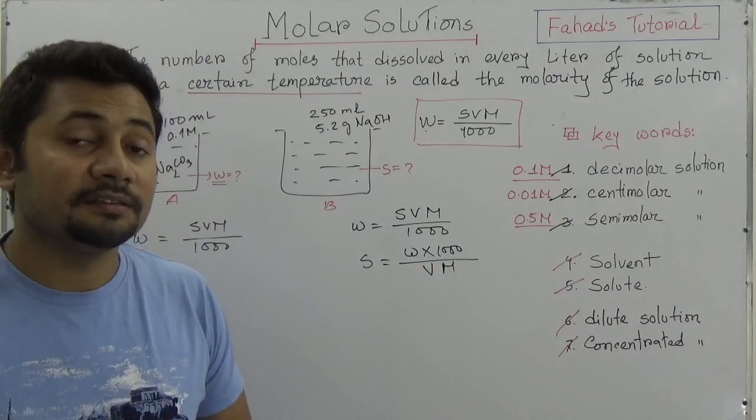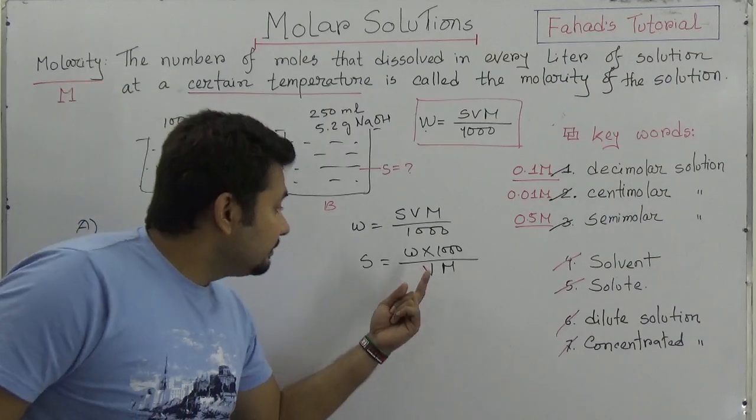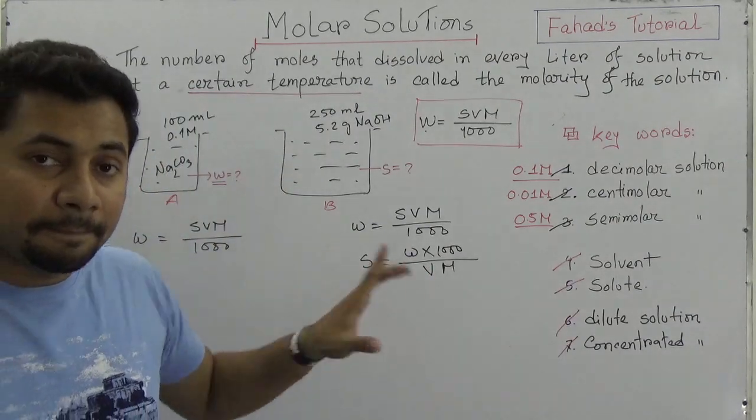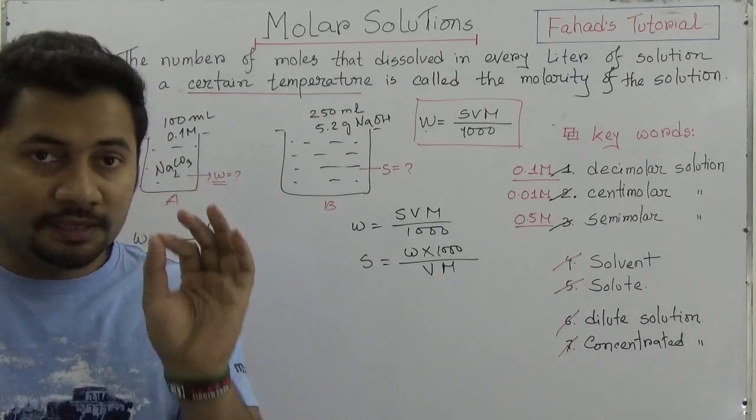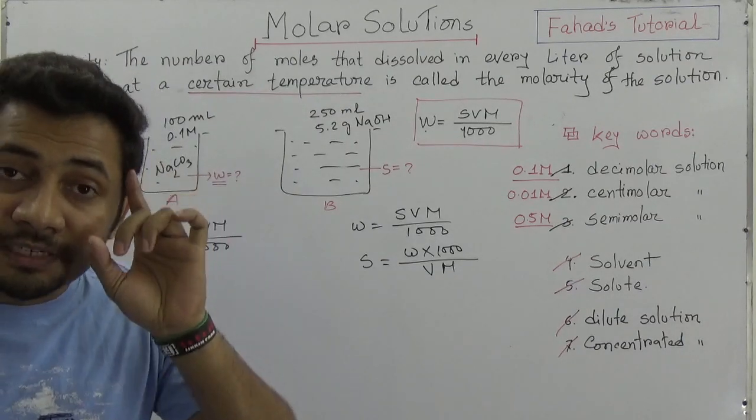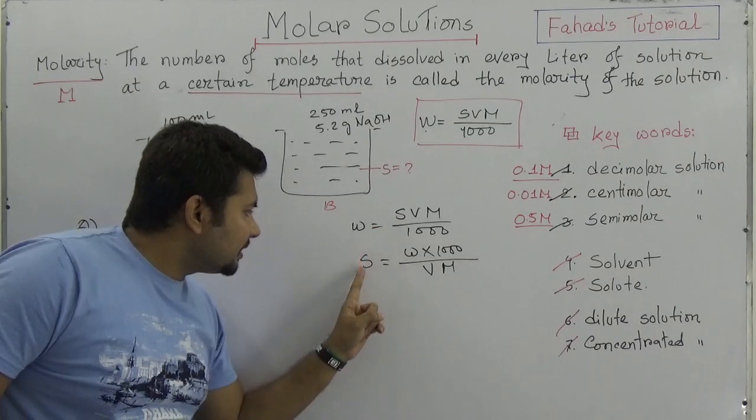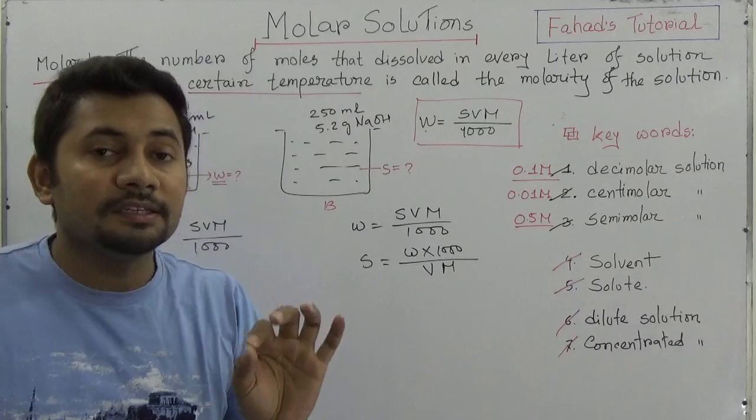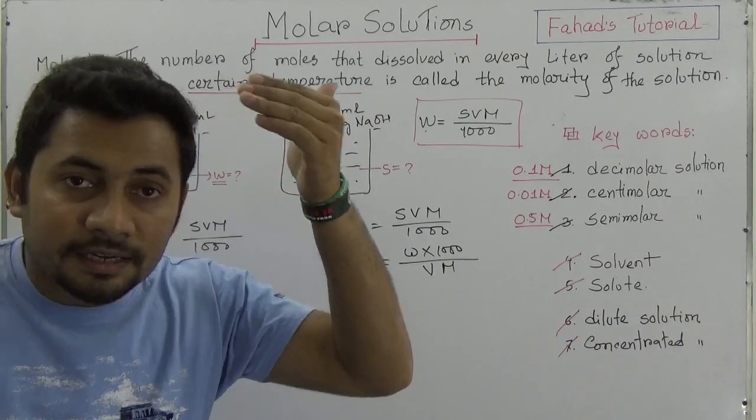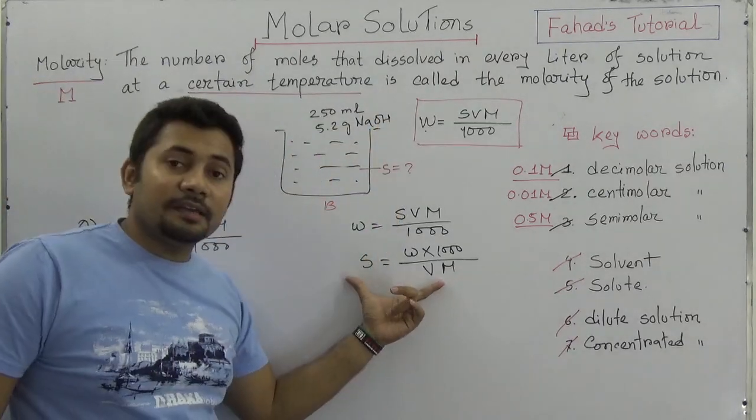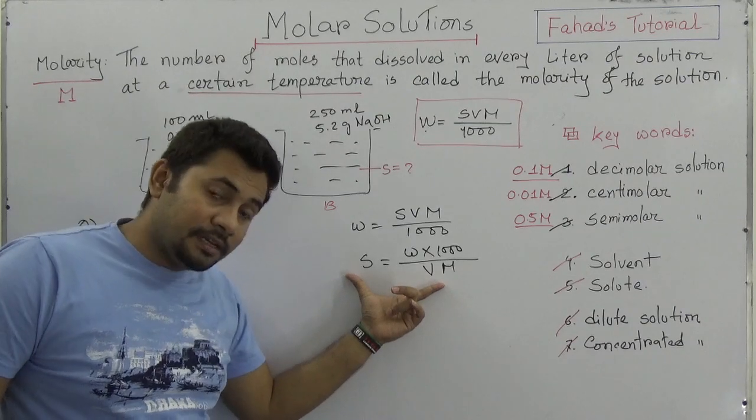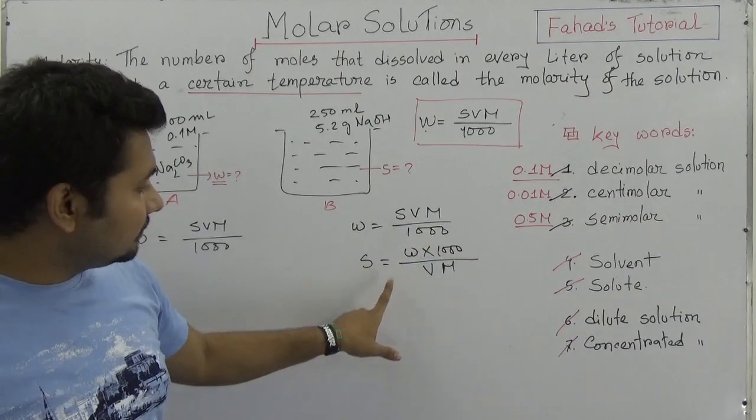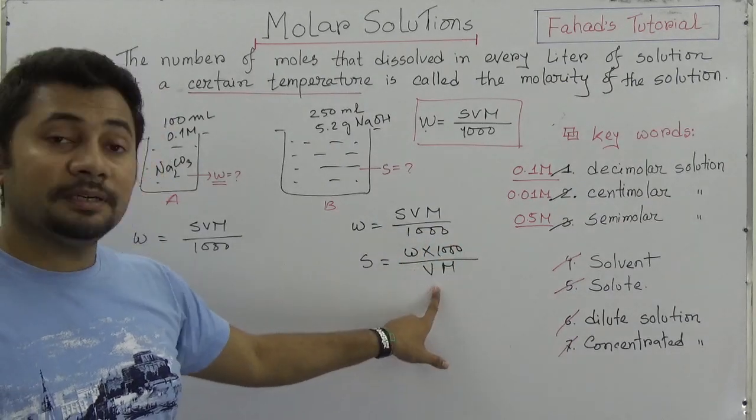And frankly speaking, there are some students who make mistakes when S is on the left hand side. If you don't, thank you so very much. But if you have trouble seeing why V and M will be in the denominator when S is on the left, then I think you should improve your mathematical calculations. This is very, very normal and required at your level. So W equals SVM by 1000, so S equals W into 1000 by VM.